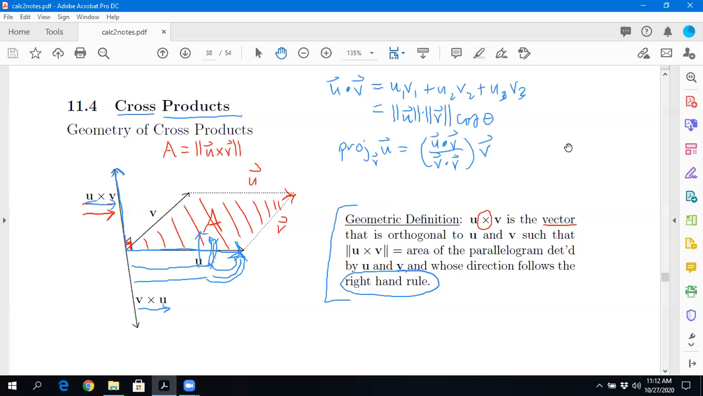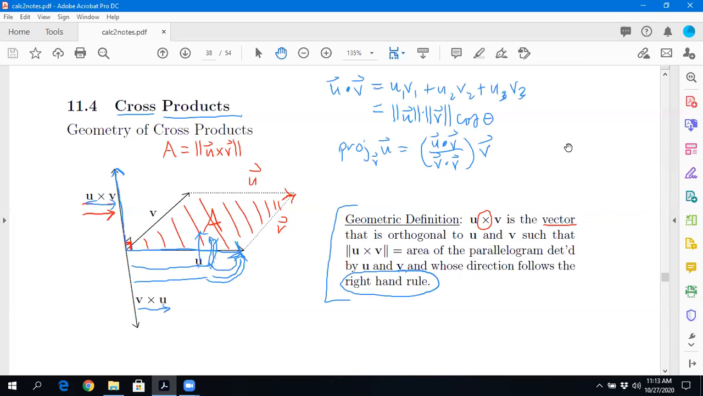So once again, what is U cross V going to be? Well, the geometric definition, which is always a good place to start, is that U cross V needs to be perpendicular to both U and V. That's number one. Number two, it needs to have length that's equal to the area of the parallelogram determined by U and V, okay? And number three, its direction, because now I can either go up or down. Its length is determined at this point. Its direction is determined by the right-hand rule, where we read the vector left to right.